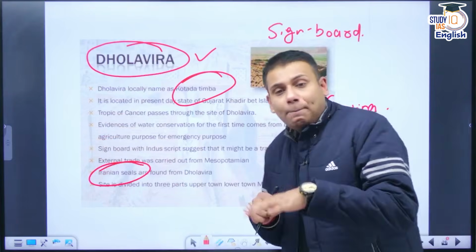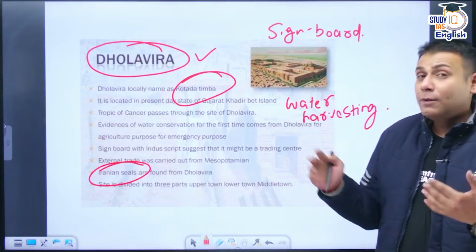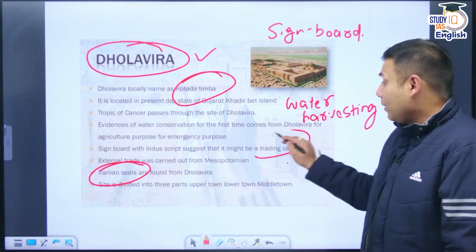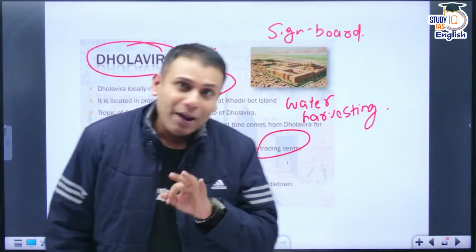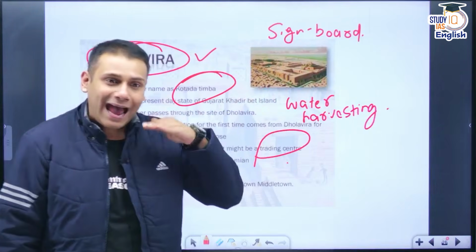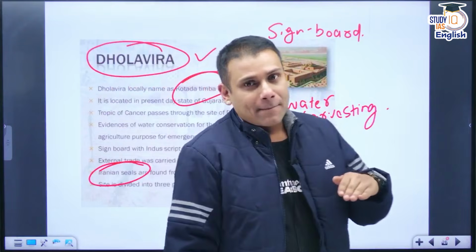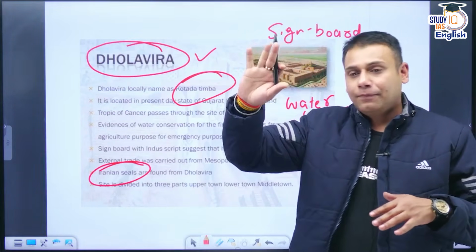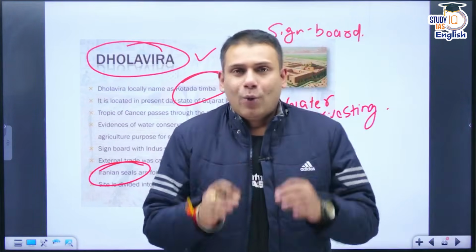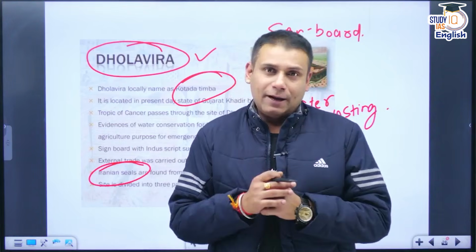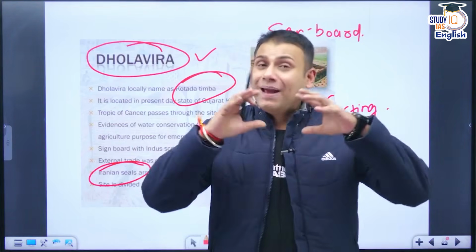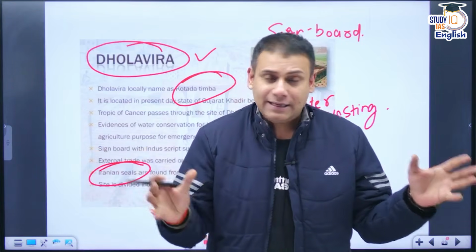Correct? Apart from this, it might be an important trading center that we need to remember. Yes, one more important thing. The city was divided into three parts: upper town, middle town and lower town. Hope the points are clear, guys. Guys, we have discussed Harappa, Mohenjo-daro, Dholavira. We have discussed the basic structure of the Indus Valley cities.